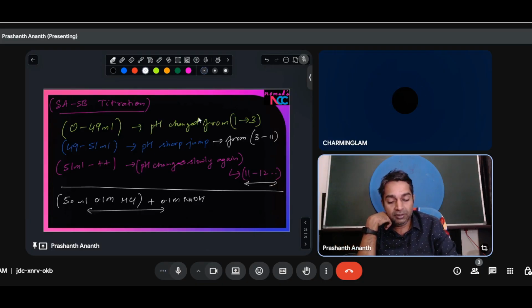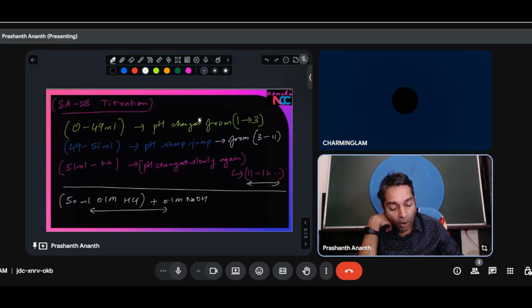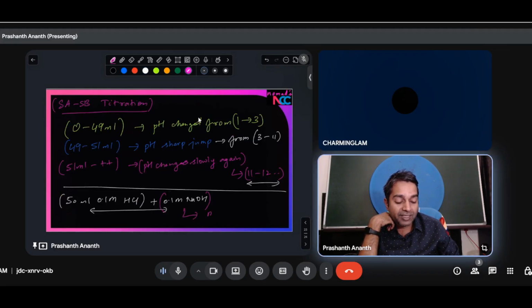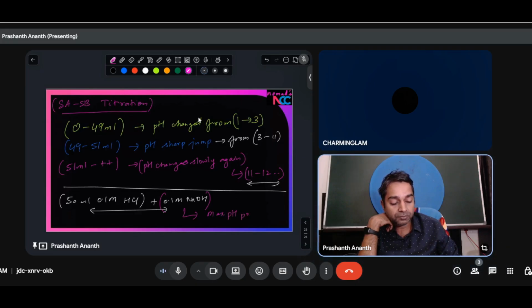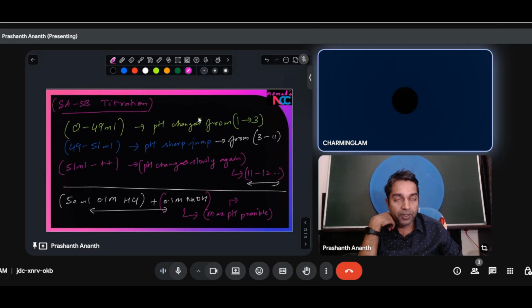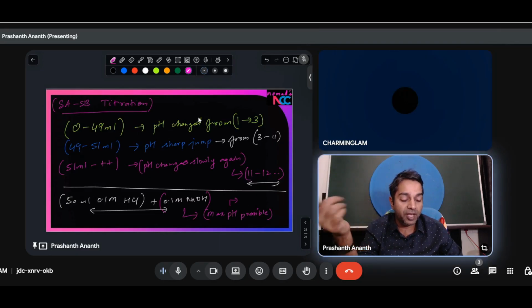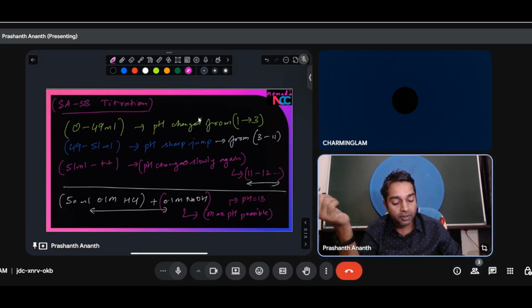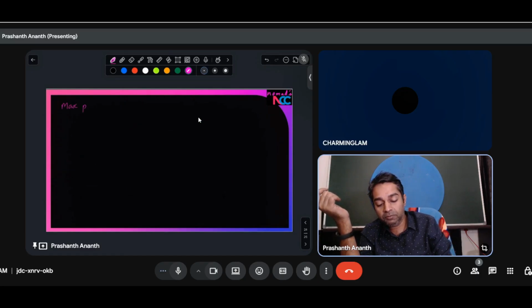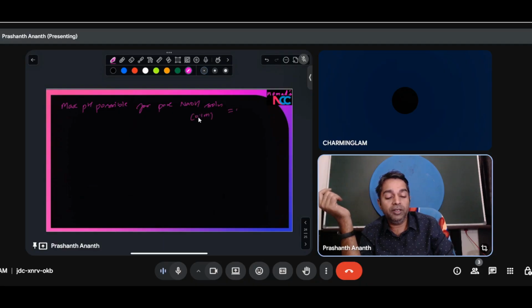Think in this particular case, what is the NaOH which is being added? The NaOH which is going to be added is 0.1 molar. So the maximum pH possible is for pure NaOH, correct? pOH is going to be 1. If pOH is 1, what is pH? 13. So the maximum pH possible for a pure NaOH solution which is 0.1 molar will be 13.